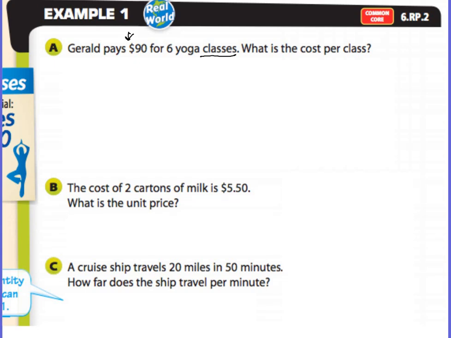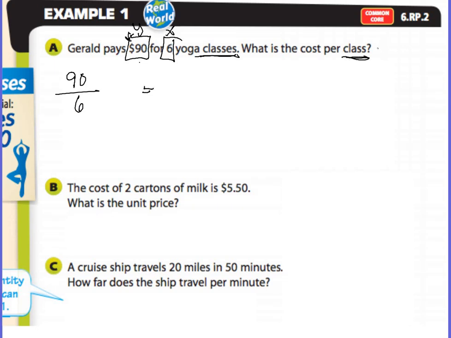So let's go through and take a look at these examples and see if we can find those unit rates. So Gerald pays $90 for 6 yoga classes. I have to look at what's my independent variable and what's my dependent variable. Well, how much money I pay depends on how many classes I take. So in this case, it's $90 per 6 classes. Now, I could divide both of these by 2 because they both have an even value at the end. However, I know that I want to find out the price per class.